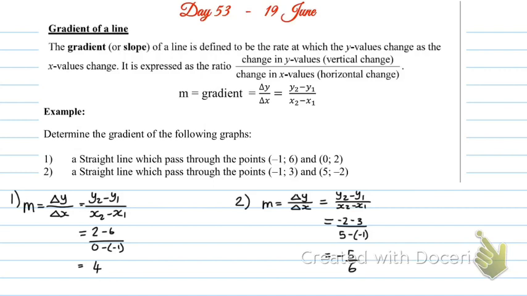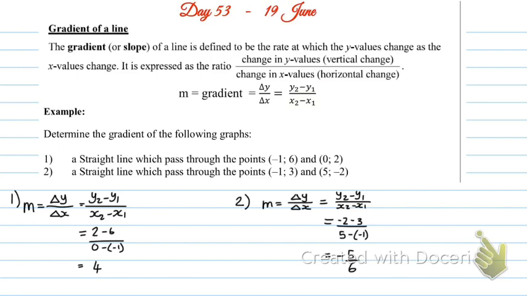So m, the gradient, is equal to delta y over delta x, and that is y2 minus y1 over x2 minus x1. You can also remember this from analytical geometry. So the example: determine the gradient of the following graphs. A straight line passed through the points (-1, 6) and (0, 2).